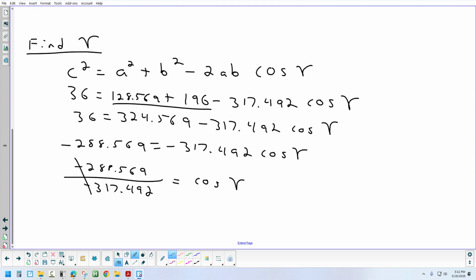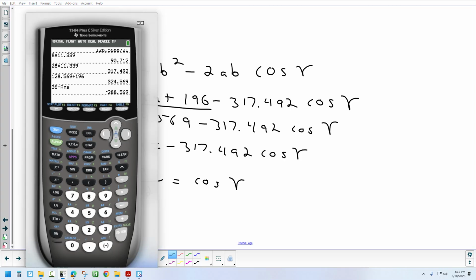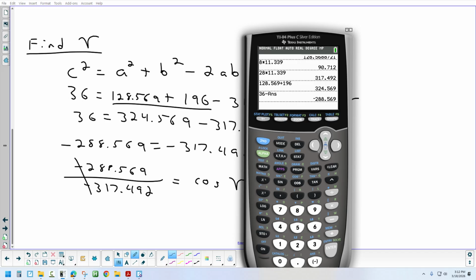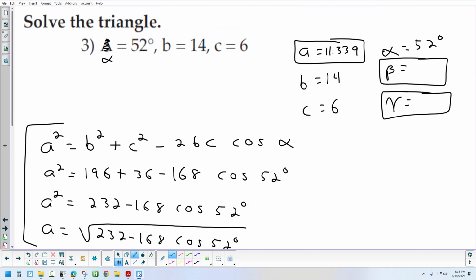And what would be our last step to get gamma by itself? Yes, inverse cosine. Yep, take the inverse cosine. Bigger number should always be in the bottom, or you're not going to be within the domain of -1 to 1. Bigger numbers in the bottom, so we're looking good. 288.569 divided by 317.492. Okay, so that gives you an angle of 24.646.